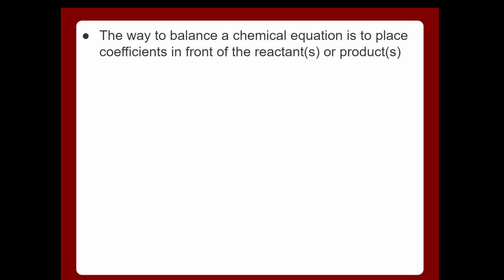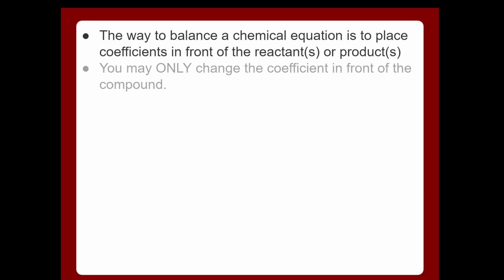So, we're going to have to balance it. So we're going to go over the ways that we are going to balance it. And the way that we're going to balance it is we're going to put a coefficient in front of either the reactants or products. Now, a coefficient is the only way that we could change a compound.